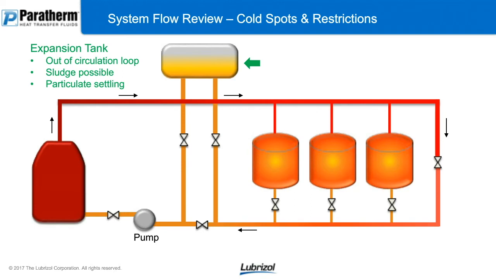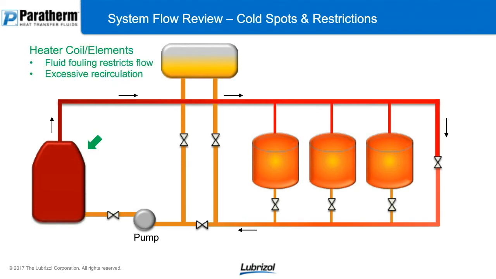And the heater coil and elements themselves. The fluid fouling restricts flow. As you break down that fluid inside the heater tube, it's going to actually restrict the flow. It's going to take the diameter of your pipe coil and decrease it. If you have electric heating elements, you're actually going to create a carbon shell on the outside of the electric elements, or sludge blocking that line and causing improper flow.